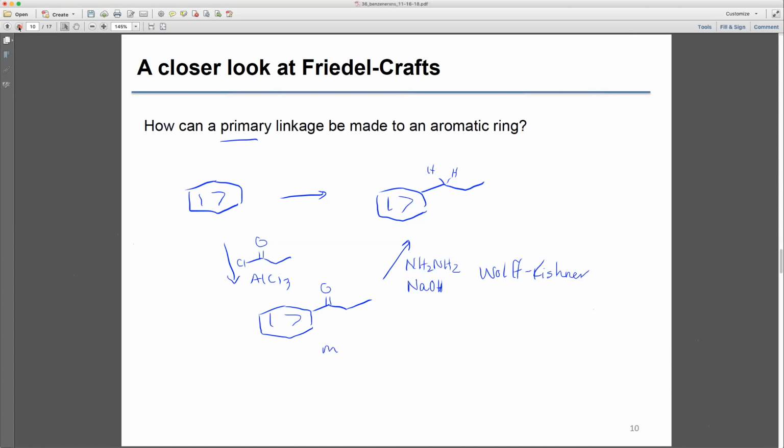And notice here, synthetically, we have a meta-director with the carbonyl next door, and when we do the Wolff-Kishner, we have an ortho-para director. So synthetically, this reaction becomes useful too. If I want to make something like the meta-bromopropylbenzene, I can do the Friedel-Crafts acylation, follow it with the bromination, then do the Wolff-Kishner to give me the alkyl group.